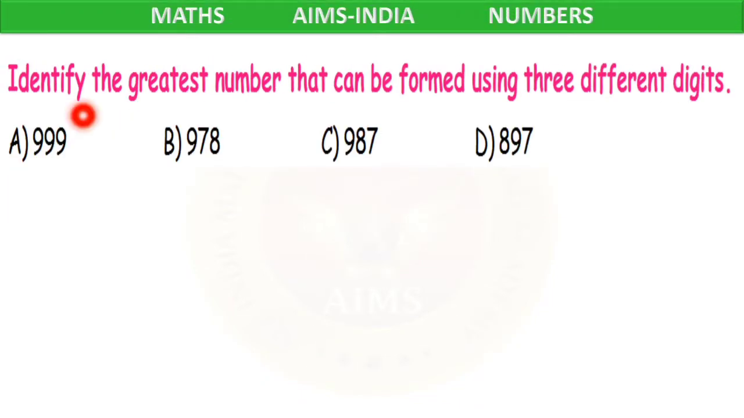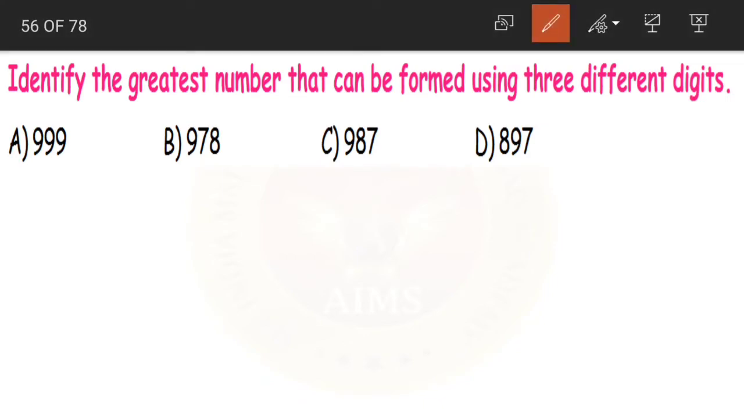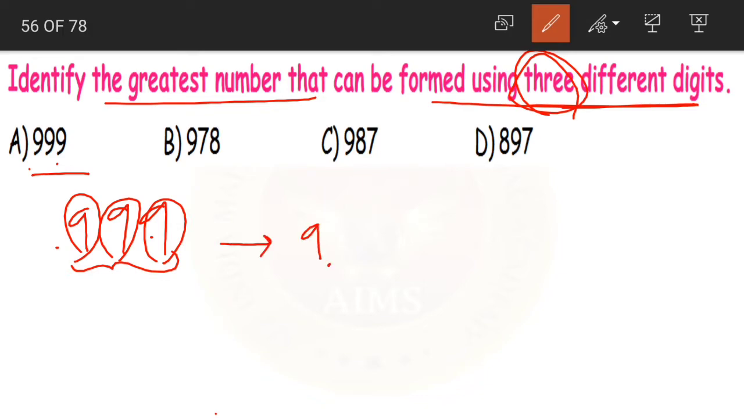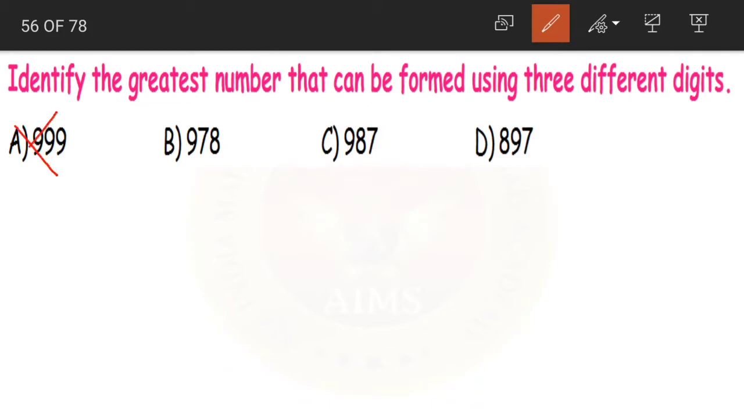Next question. Identify the greatest number that can be formed using 3 different digits. If you look, what should we do? The greatest number that can be formed using three different digits. There should be three different digits. If you look at option A, 999, 999. See, this is the greatest number, yes, but here all the digits used are only 9, but we should use three different digits. So option A cannot be our answer.